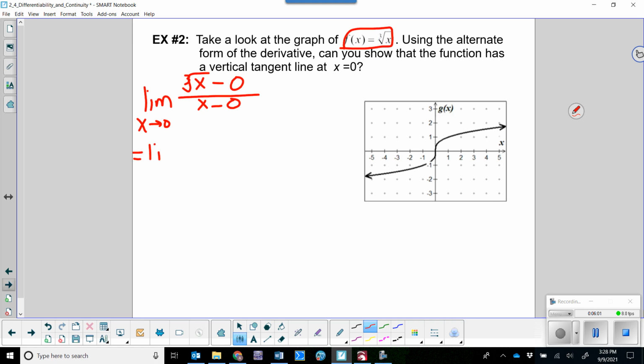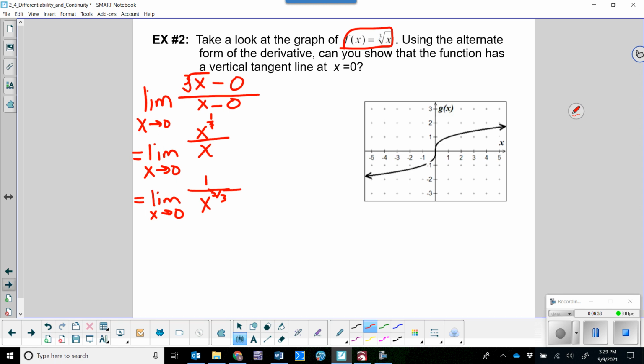So that's going to give me the limit as x goes to 0 of the third root of x, which I'm going to write as x to the 1/3 over x to the first. If we simplify that, you're going to get 1 over x to the 2/3, because you take 1/3 minus 3/3, and your answer stays in the bottom, so that's supposed to be a 2/3. That's kind of hard to see.